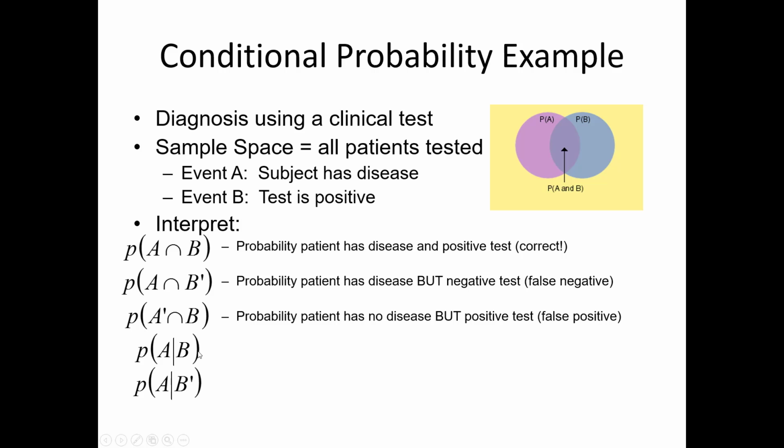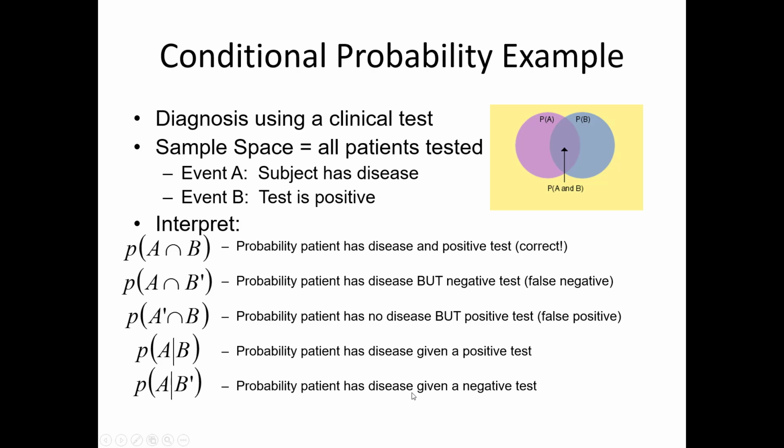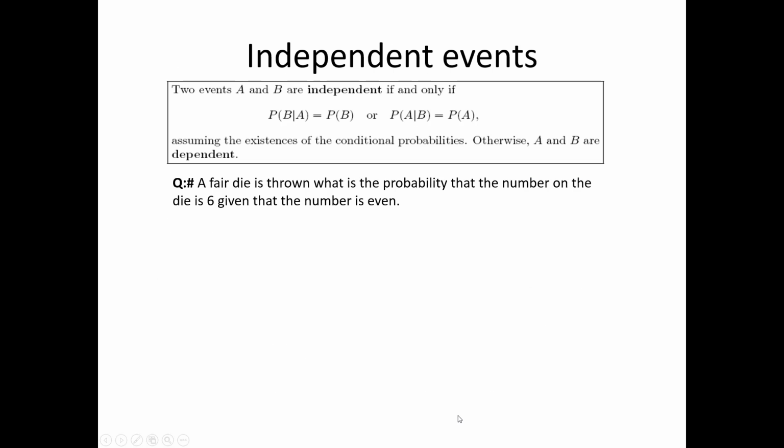Now this is conditional. How will you interpret this? Probability that the patient has the disease, given B. B is given to you. So this is the probability that the patient has the disease given a positive test. The subject has the disease given what is given to you? Given a positive test. Okay. This one is given a negative test: you need to calculate the probability that the subject has the disease given a negative test. So you can interpret it this way.